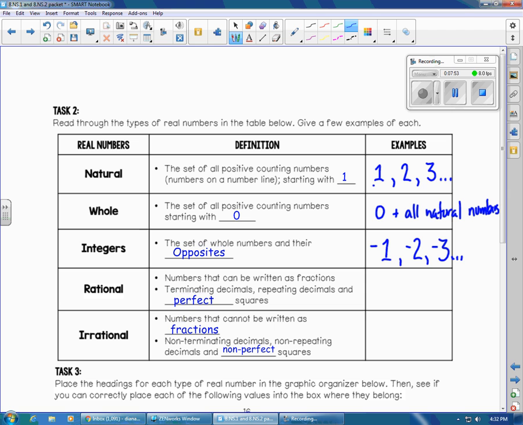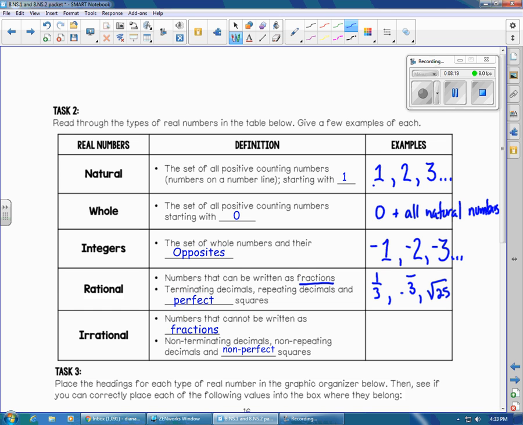Rational numbers, we learned about this already. Numbers that can be written as fractions, terminating decimals and repeating decimals, and perfect squares. So some examples of those would be 1/3, 0.3 repeating, and the square root of 25. Those are just some examples. It's not an all-inclusive list.